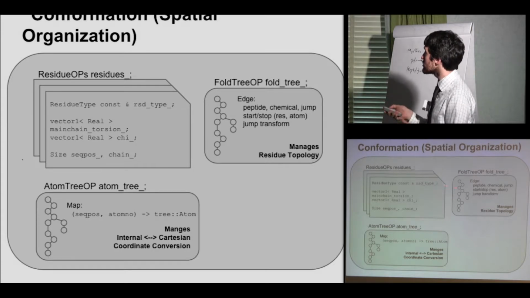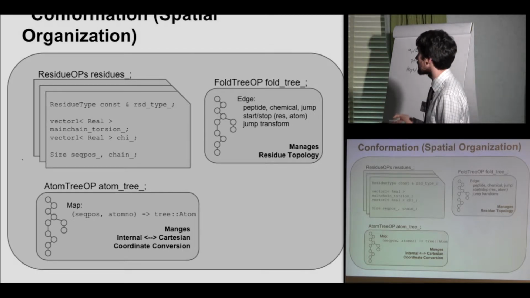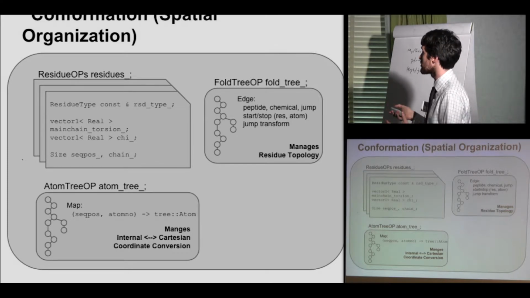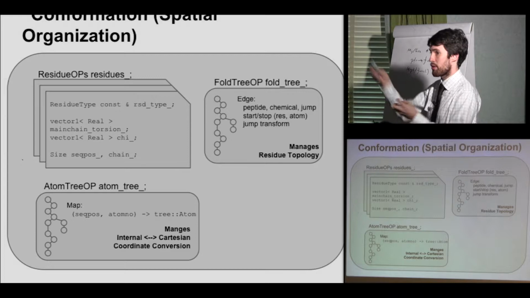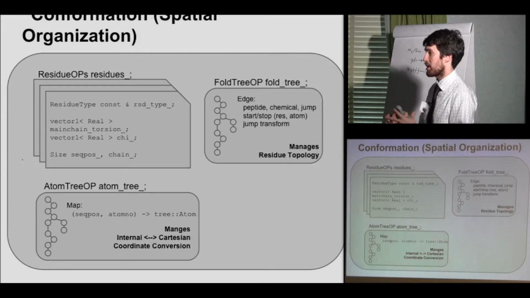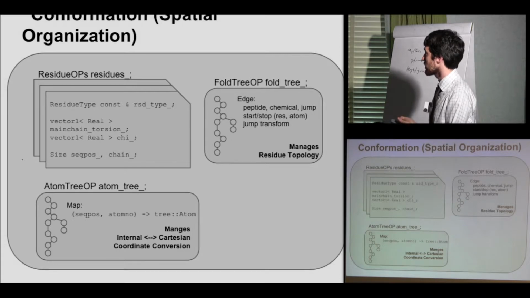To organize the residues, they're organized into this thing called a fold tree. I'm not going to tell you too much about it now, but we are going to talk about it extensively later in the week. The basic idea is that it keeps track of the connections between the residues. So there are peptide bonds, chemical bonds, and jumps, and it says what the start and stop atoms are. And if it's a jump, it has to say how these are translated in space. So if you have, say, 2 structures that are docked together, then they would have a jump between them. Otherwise, they would have peptide connections that are connecting them.